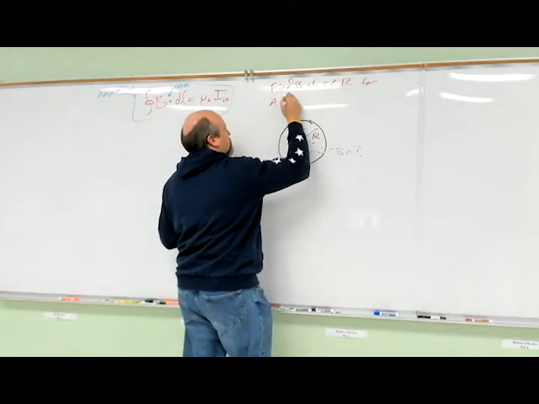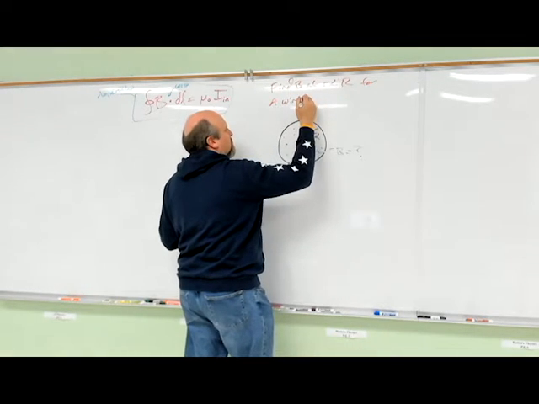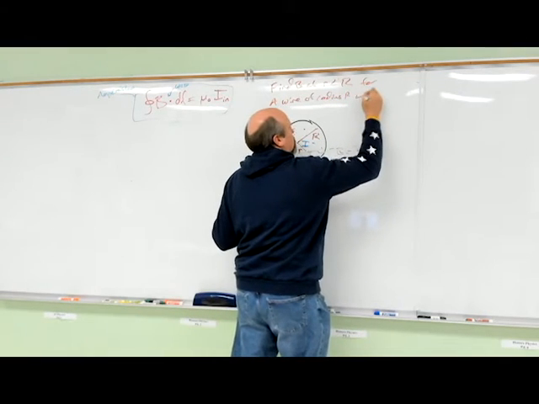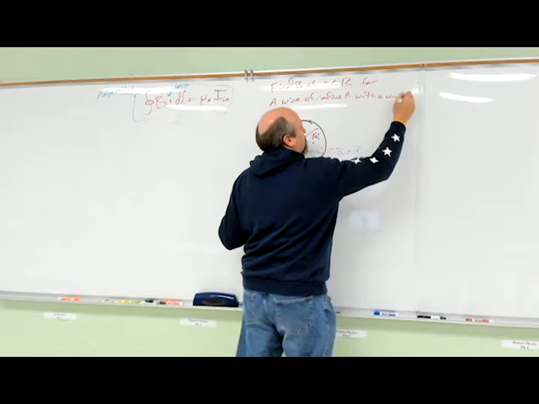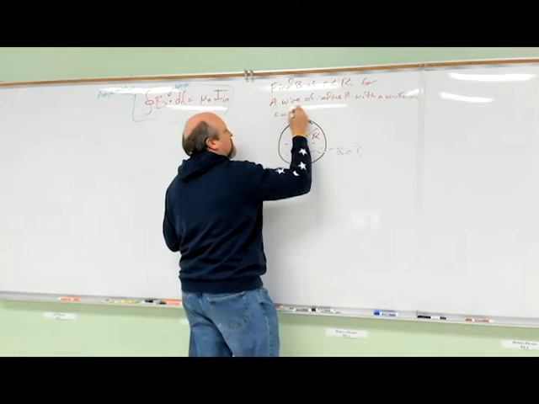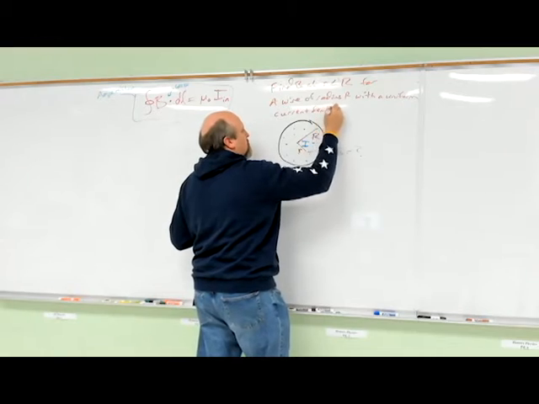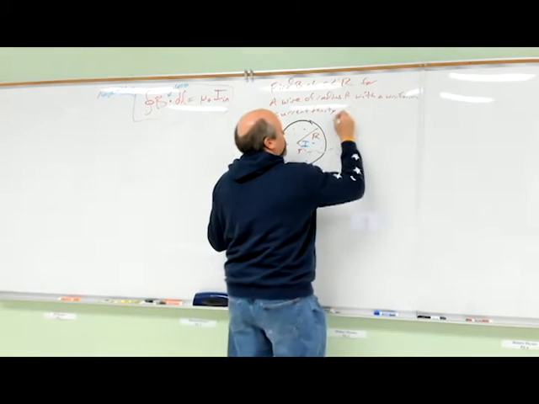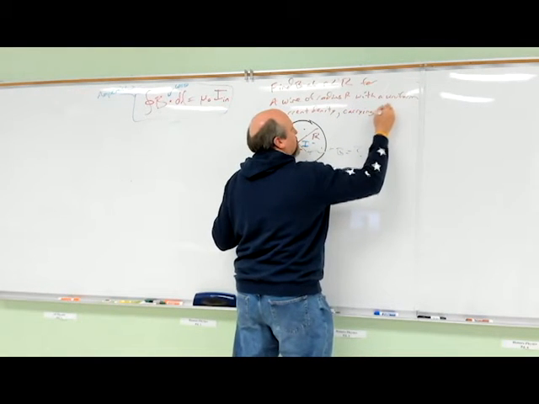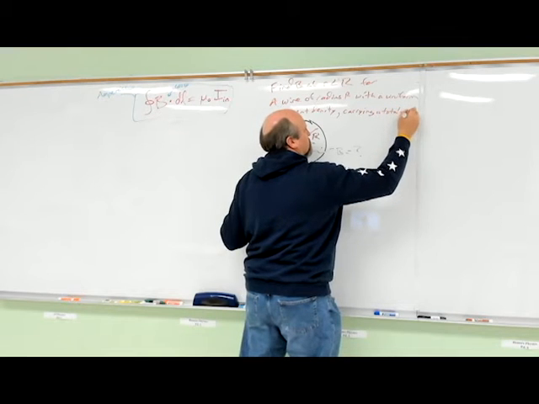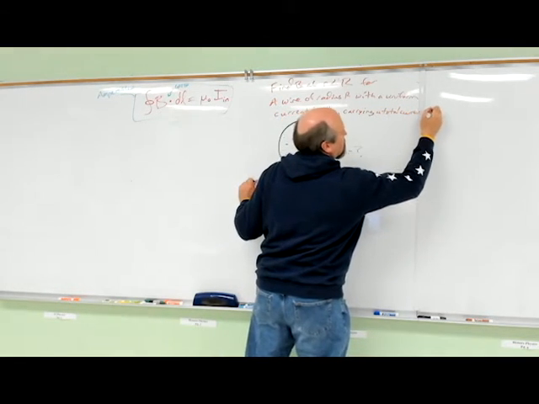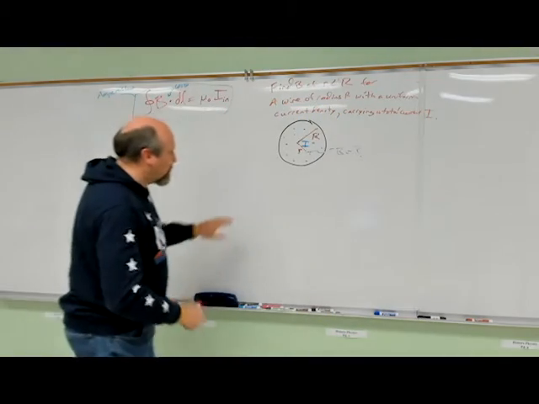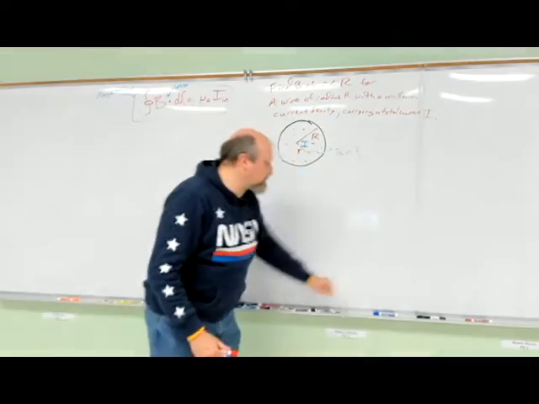For a wire of radius R with a uniform current density, carrying a total current I, find B at r less than R. Okay, there we go. I can see there are a couple of things I need to introduce here.